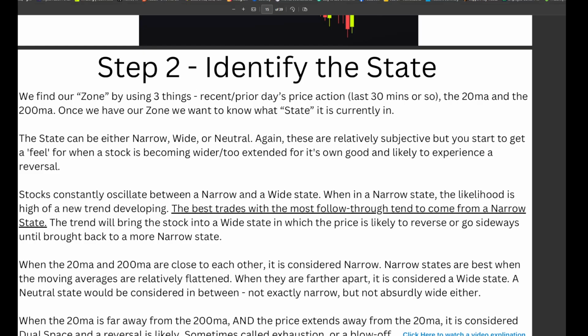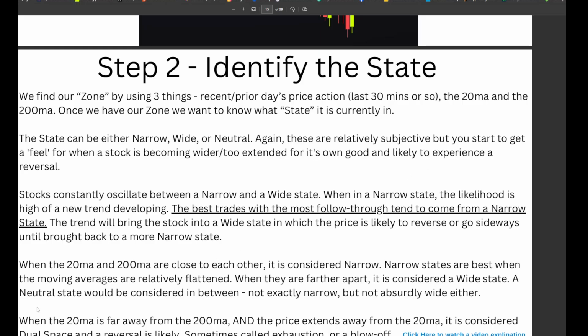Okay. The first thing we're going to do is identify our zone, and we've done that. That's the Fab 4, right? We identify the zone by using the prior day's price action, the last 30 minutes or so. I do 45 usually just to be safe. I know my PDF says 30, and I haven't changed it. 30 to 45, it's fine. Anyways, with the 20 and the 200 SMA, once we have our zone, we know what state it's currently in, right? That's because we know it's in a neutral state or a narrow state.